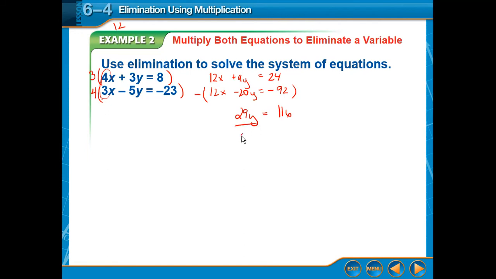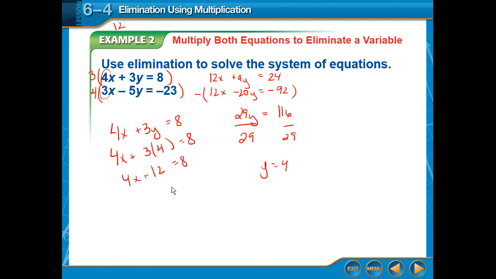So to get y by itself, I'm going to divide both sides by 29. And when I do that, I get y is 4. Once I have y, I can go back and plug it into one of my original equations. It doesn't matter which one. So 4x plus 3 times 4, which is 12, equals 8. When you subtract 12, you get negative 4, so x is negative 1. So your solution is (-1, 4).